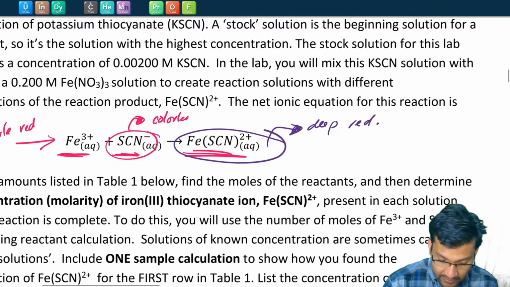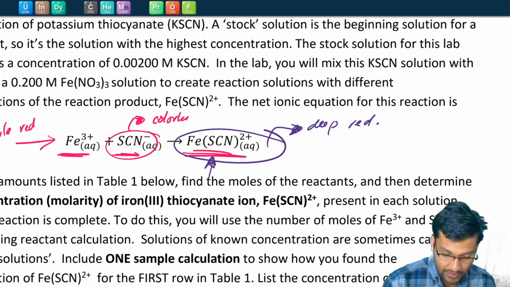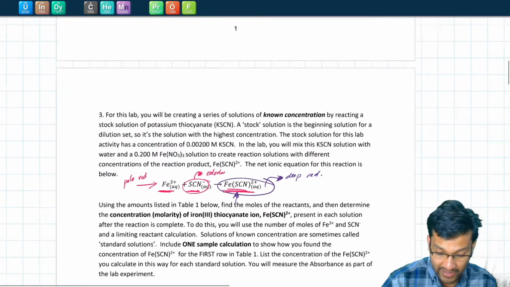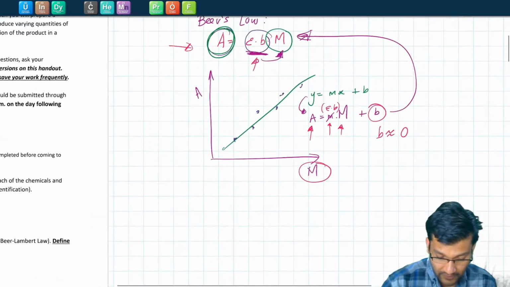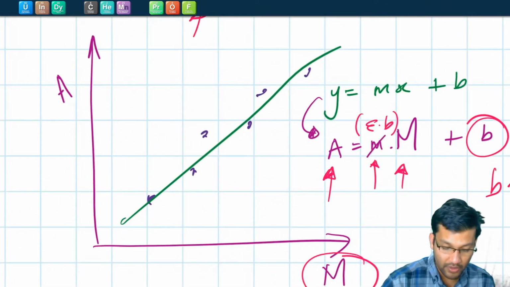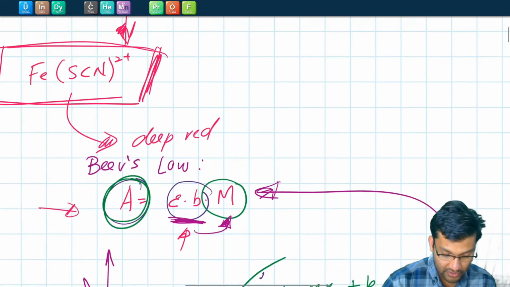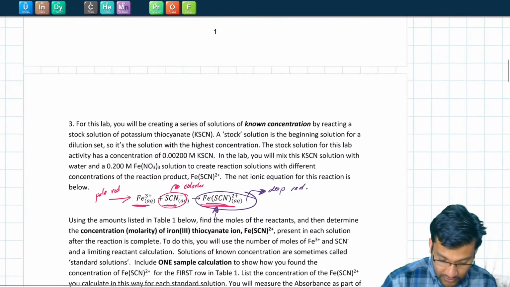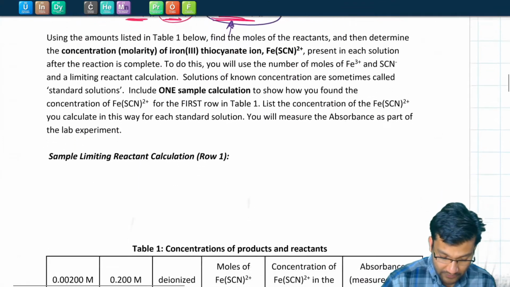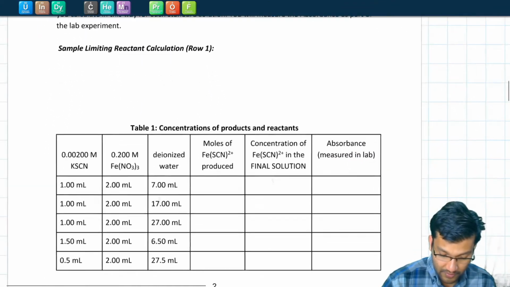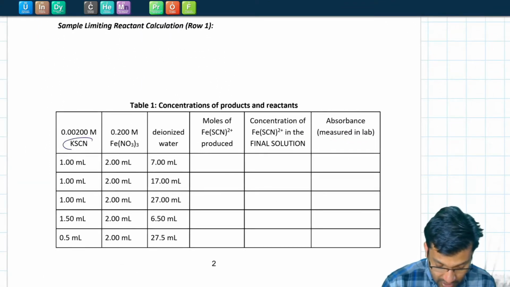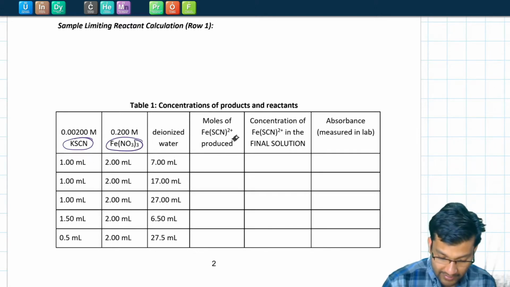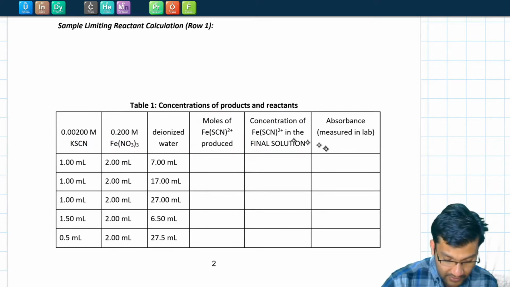So we can create solutions where we know exactly the concentration so that we can create this curve right here before we can go ahead and find the absorbance and concentration of the unknown solution. To do that, we're going to create a bunch of what we would call standard solutions of our product by reacting known concentrations and volumes of our reactants with some water to produce our product with a known concentration. These are the values you're going to use.